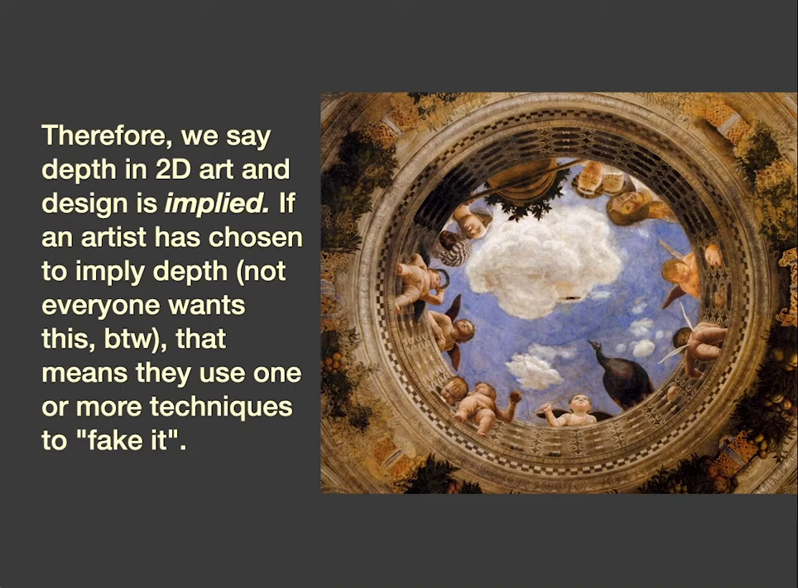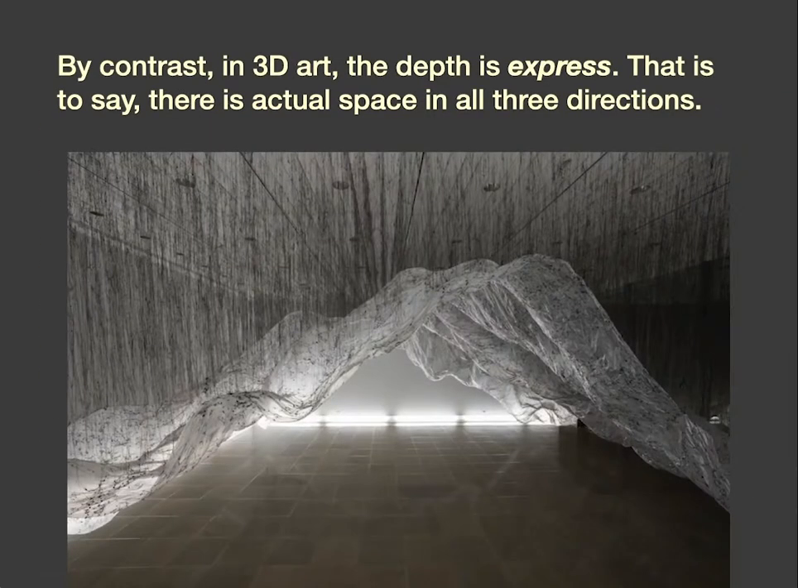Therefore, we typically say that depth in 2D art is implied. We have implied space. If an artist has chosen to imply depth, then you have to remember not everybody wants this. It's not the goal of everybody to create a 3D illusion on a 2D surface. But for those that do want it, there are a bunch of different techniques to fake it. Now, it is important to just note that by contrast, in 3D art, the depth isn't implied, it's what we call express. That just means that there's actual space in all three dimensions. So that's kind of the difference there.